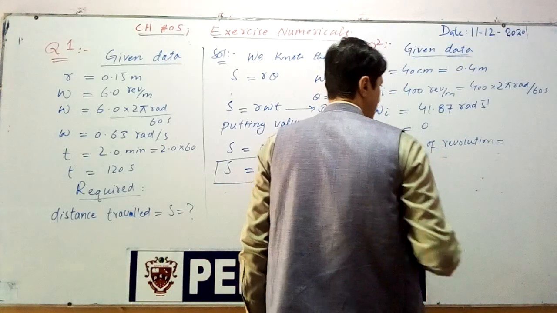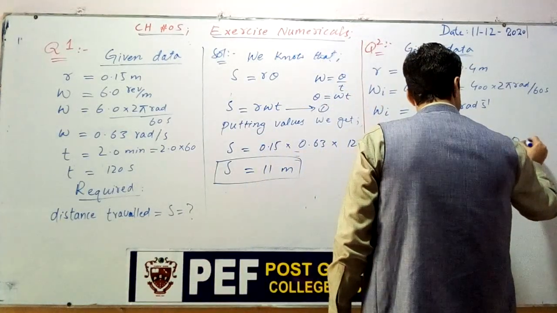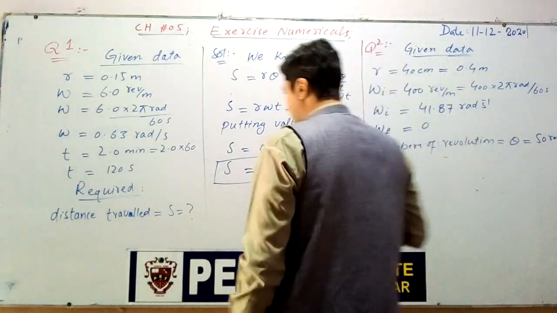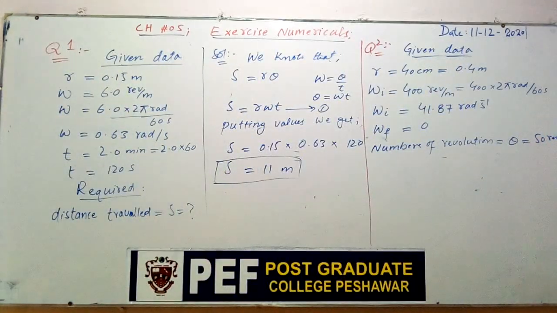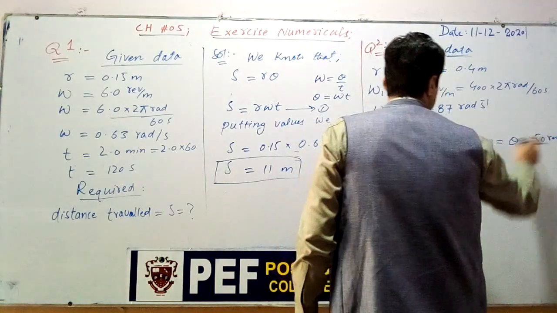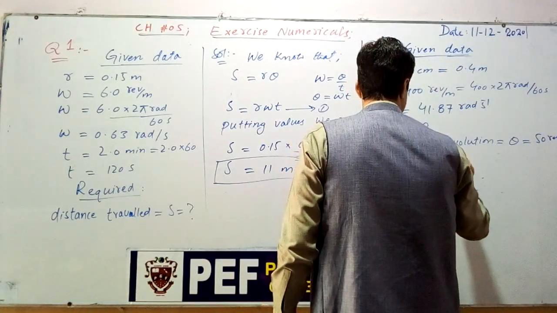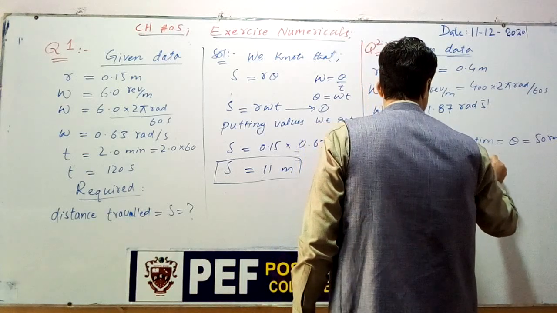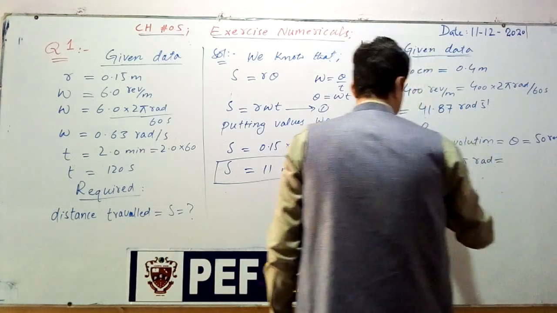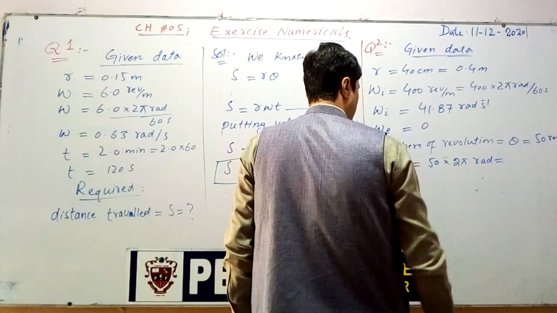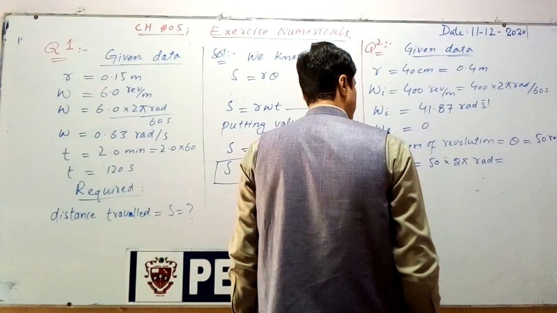Number of revolution is represented by theta, which is equal to 50 revolution. Now this 50 revolution we have to convert into radian. We can convert this revolution into radian as theta equal to 50 multiplied by 2 pi radian. This 50 multiplied by 2 pi will be equal to 100 multiplied by pi, which is 3.14.